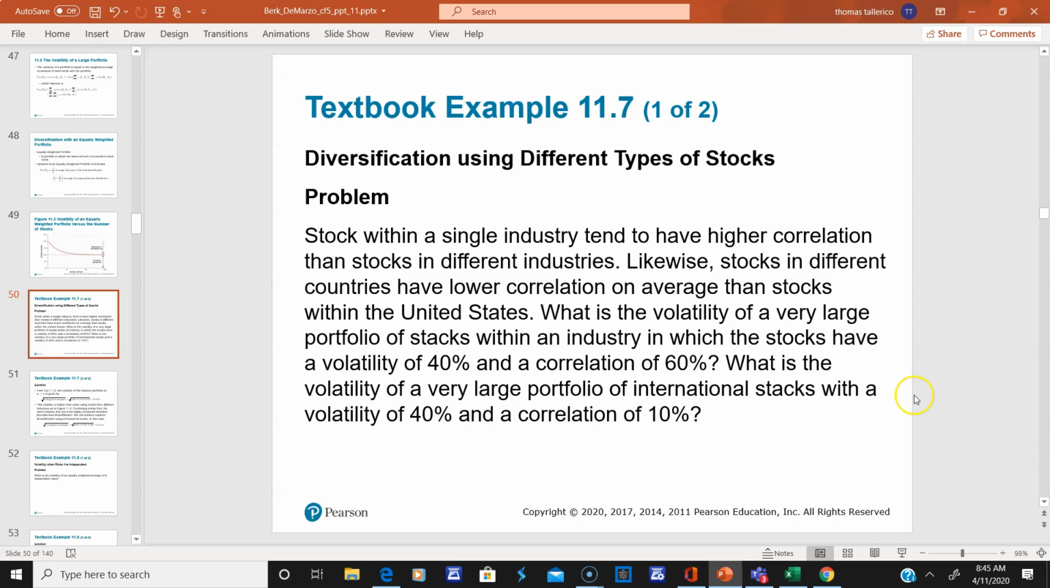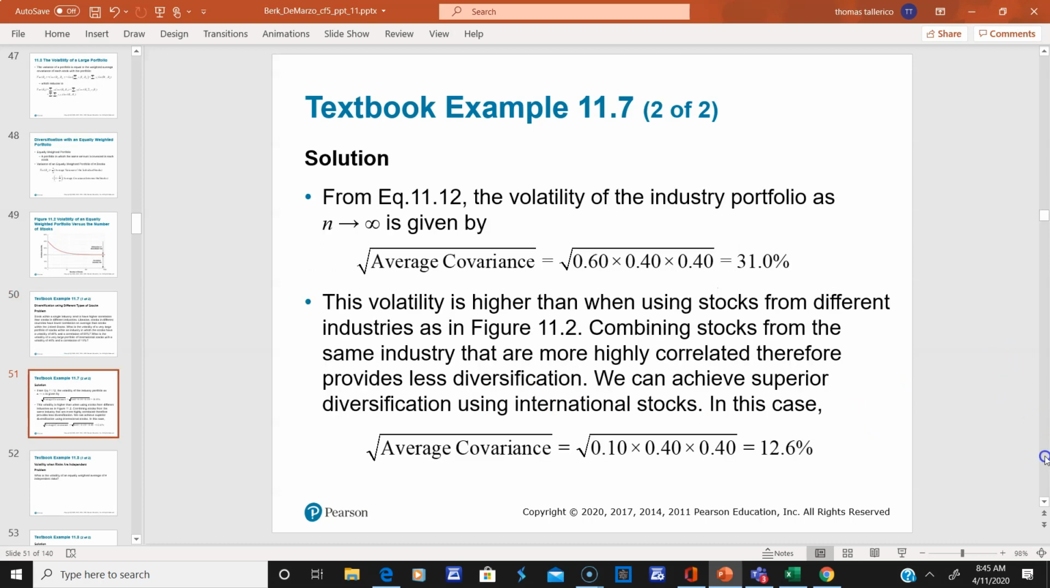All right, so there's an example here about portfolio diversification using different types of stocks. Okay, so some of them have a volatility of 40% and a correlation of 60%. And then there's international stocks here. Okay. So I guess you got domestic and international stocks here. So you can go over this example. Just breeze over it. It's not that important.